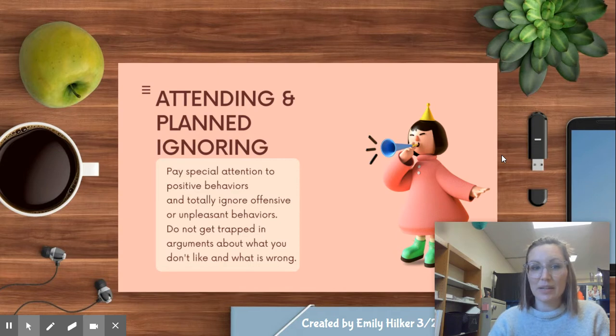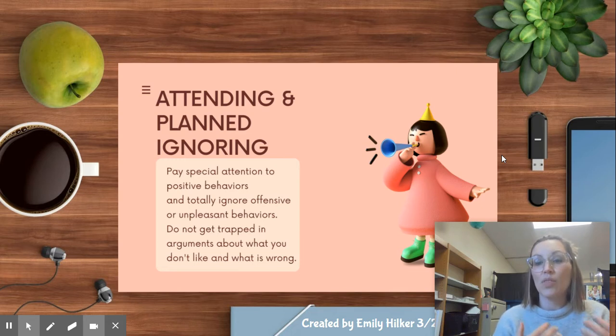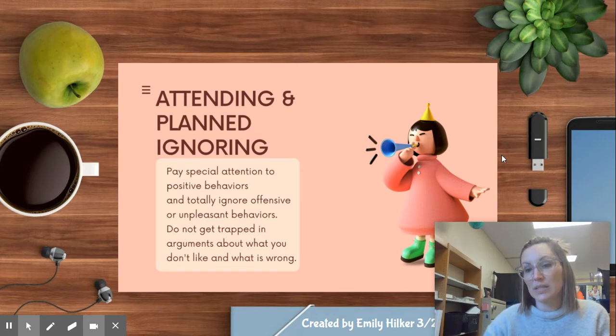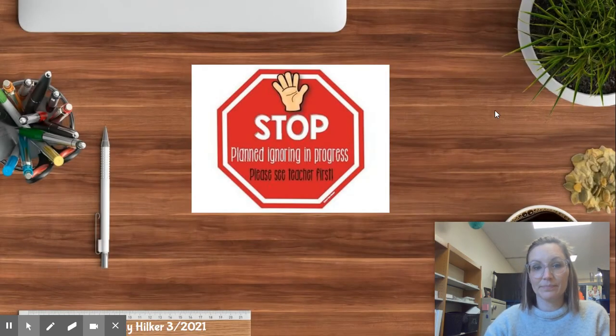This kind of just sums it up in another way. You need to pay special attention to positive behaviors while you are ignoring those unpleasant behaviors. You cannot get trapped in the arguments of correcting a student and telling them all the things they're doing wrong or what you don't like. We want to give attention and interact with kids when they're doing the right thing. And we can say, I really like how you did this. That's when they should be getting our attention. And on the other side, we're ignoring when we see that inappropriate.